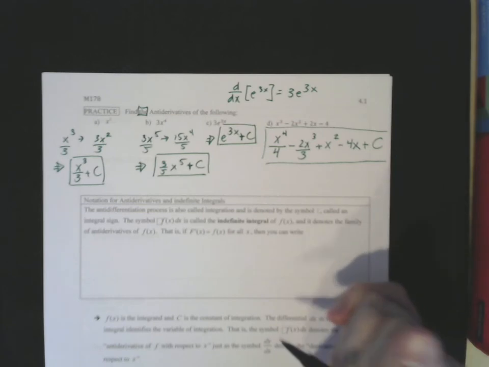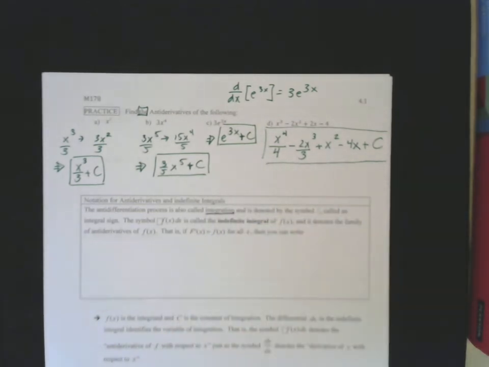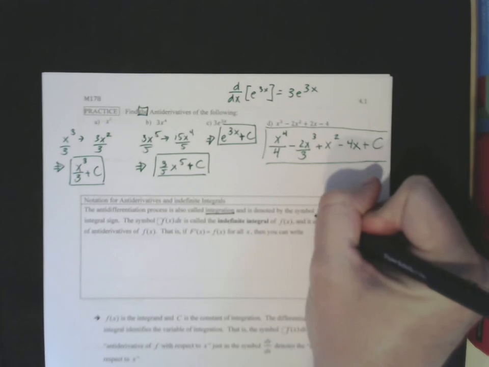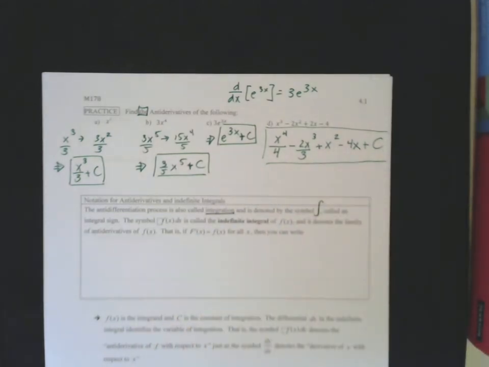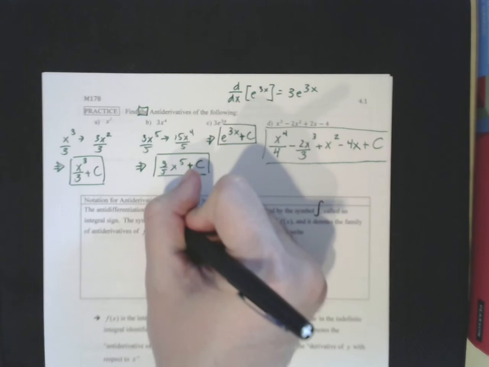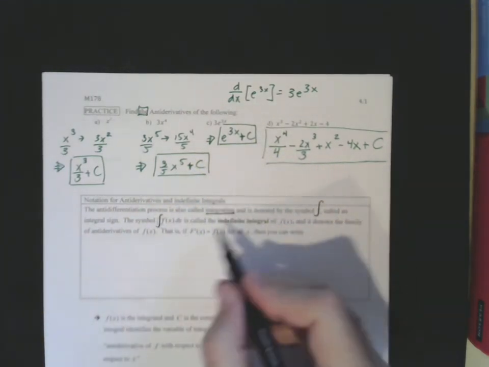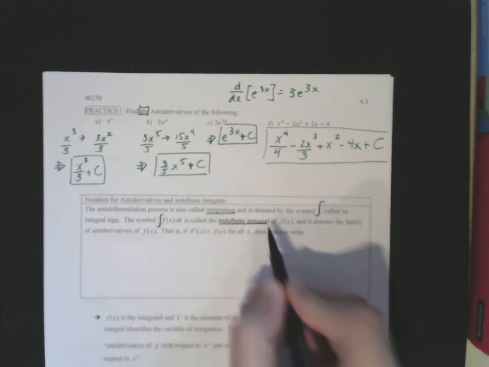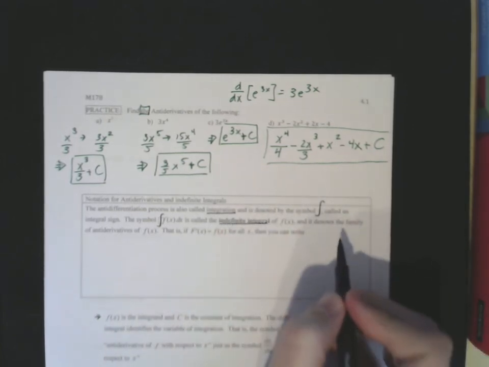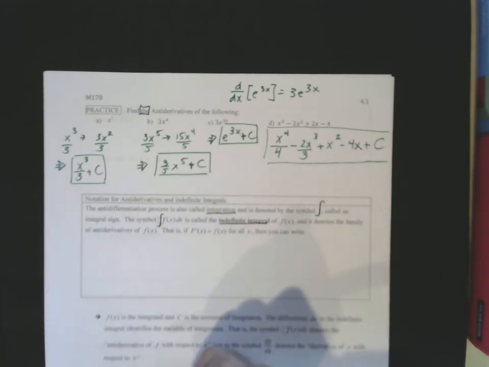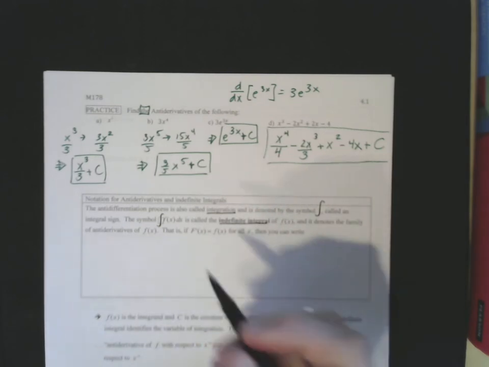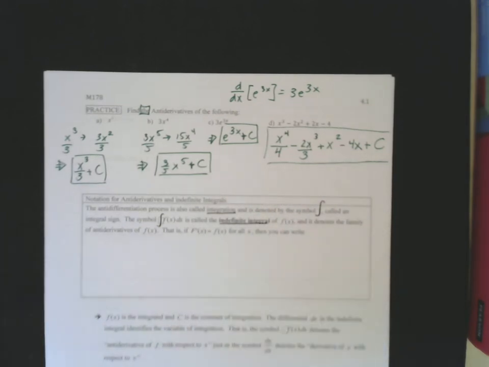So the antidifferentiation process is also called integration, and it's denoted by the integral symbol, which looks like this. It's like a really elongated S that doesn't curve too much. And this is called the integral sign or integral symbol. So if we have, again, this should be integral, if we have the integral of f of x dx, this is called the indefinite integral of f of x, and it denotes the family of antiderivatives of f of x. And what that means is that capital F prime of x equals f of x for all x.